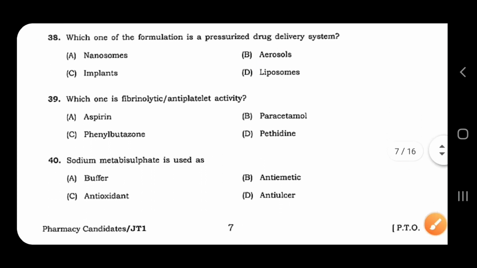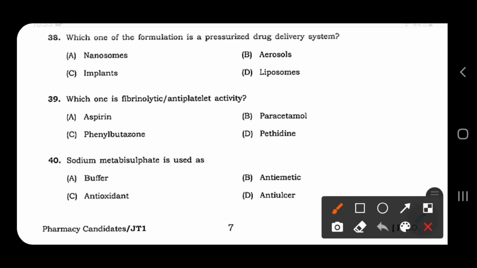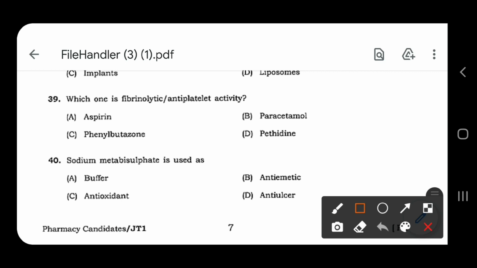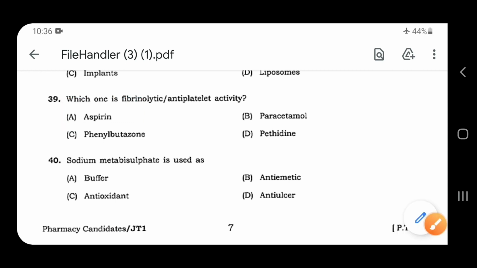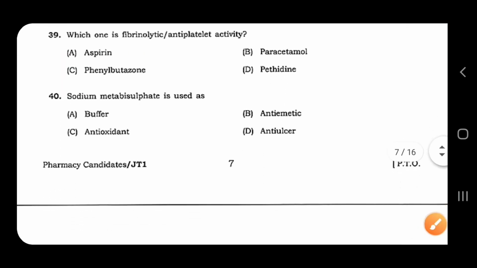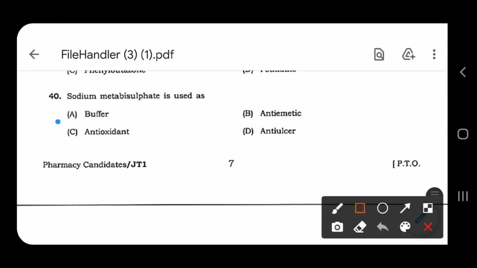Next is question number 39. Which one has fibrinolytic or antiplatelet activity? The options are aspirin, paracetamol, phenylbutazone, pethidine. Here the most appropriate answer is aspirin, that is option A. Next question. Sodium metabisulfite is used as buffer, antiemetic, antioxidant, anti-ulcer. The correct answer is antioxidant, that is option C.